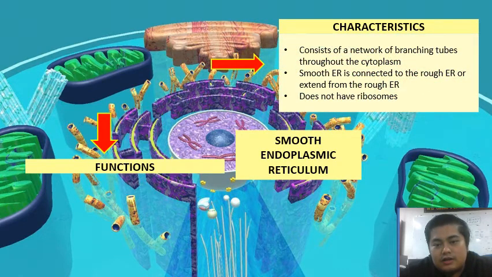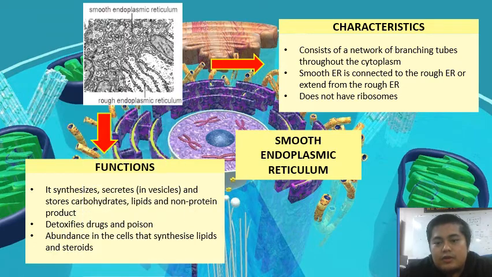So smooth ER consists of a network of branching tubules throughout the cytoplasm. The smooth ER is connected to the rough ER or extends from the rough ER. They do not have ribosomes on them. So if you are going to differentiate between the rough ER and the smooth ER, you can see whether they have ribosomes or not on it. So their function is to synthesize, secrete, and store carbohydrate, lipid, and non-protein product. It also detoxifies drugs and poison. They are abundant in cells that synthesize lipid and steroids.